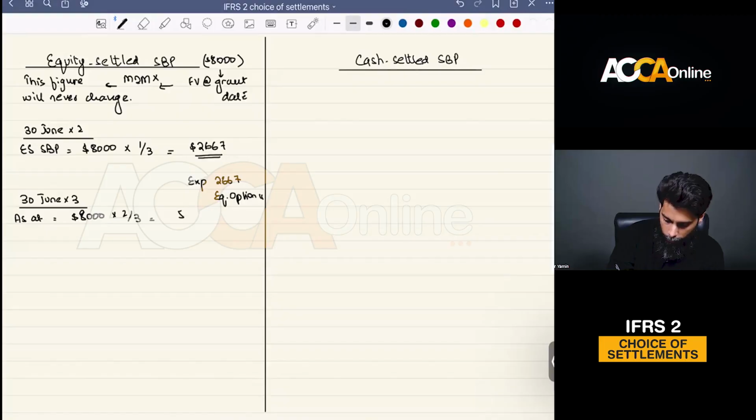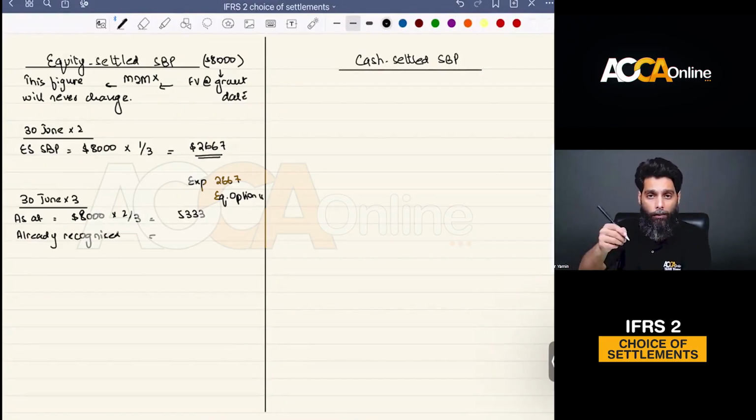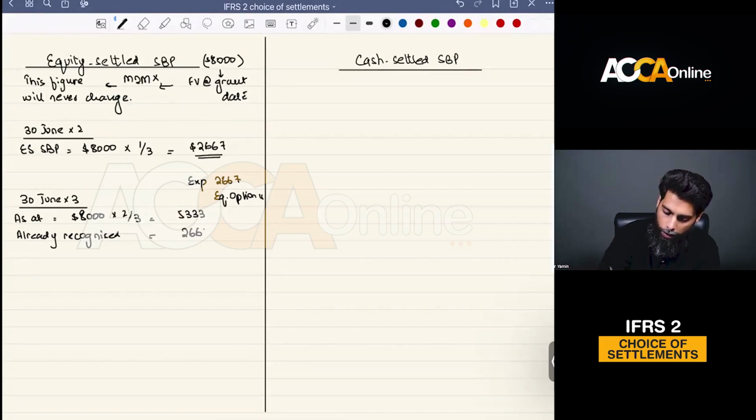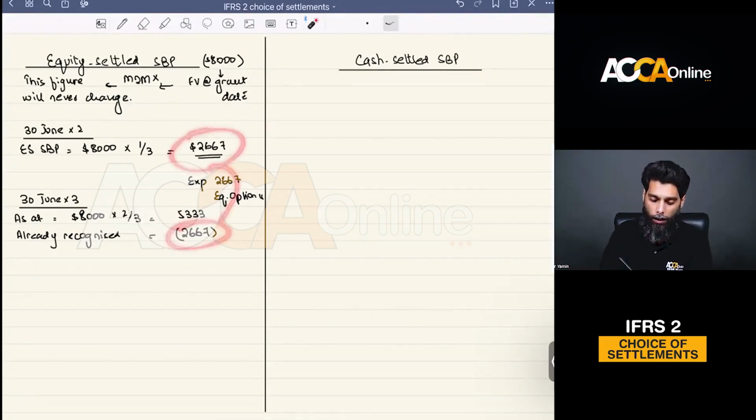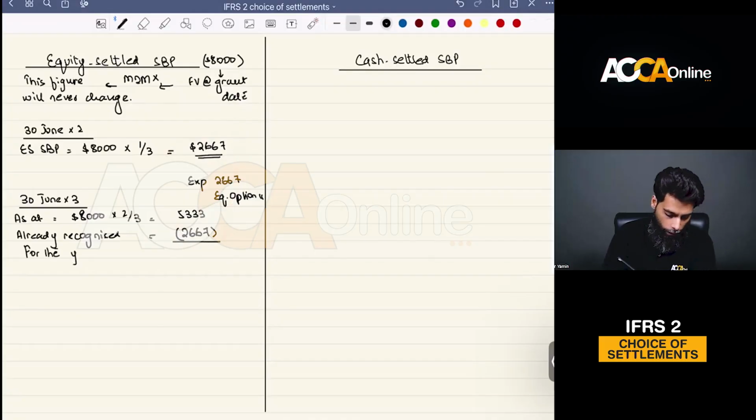This is 5,333. Make sense? But are you going to recognize an accounting entry for 5,333? The answer is no. What are you going to do? You are going to write already recognized. What is the amount of expense that we have already recognized with regards to this share-based payment? We have already recognized 2,667 in the past. Here it is. Understood? The impact for the year is going to be again the same 2,667. Understood?